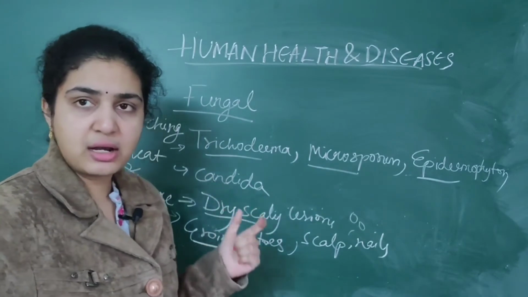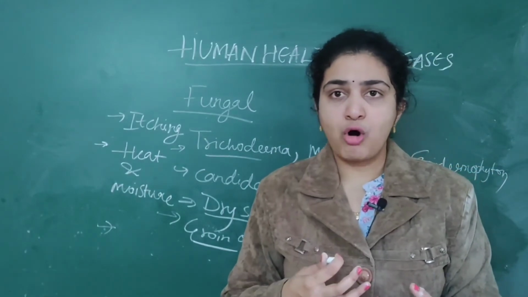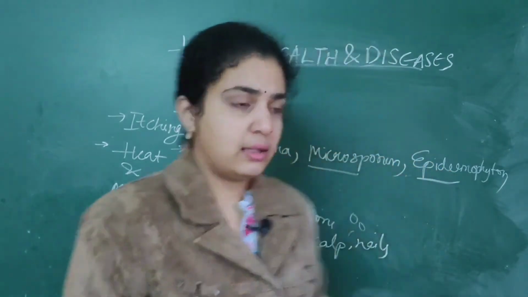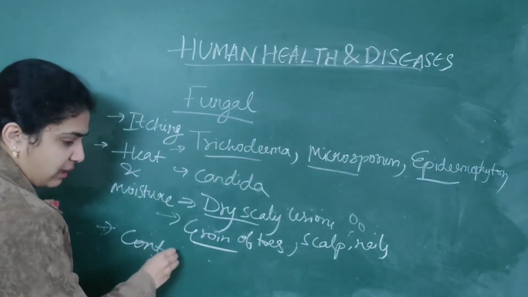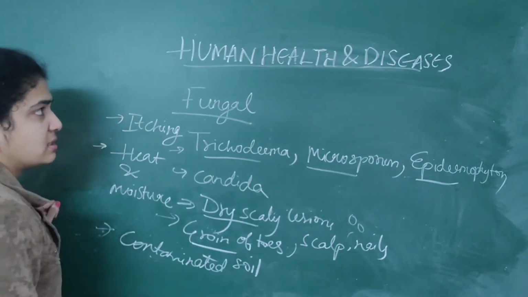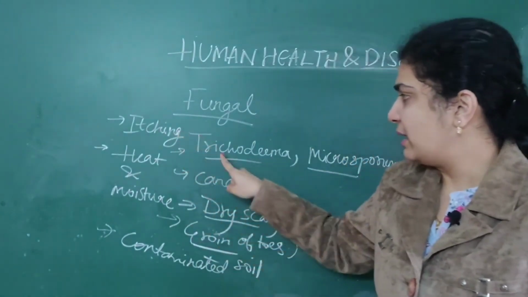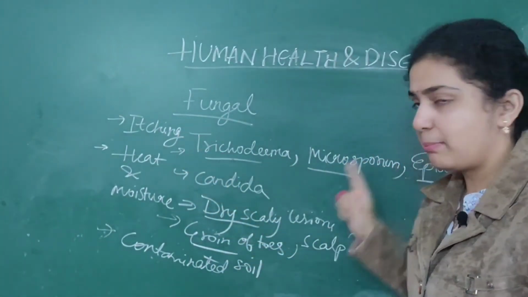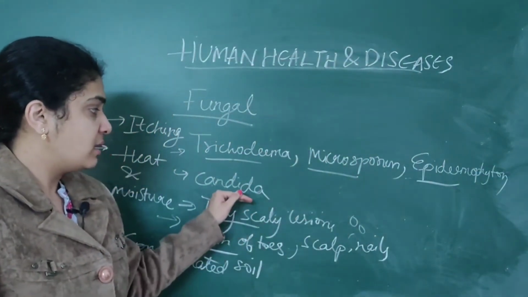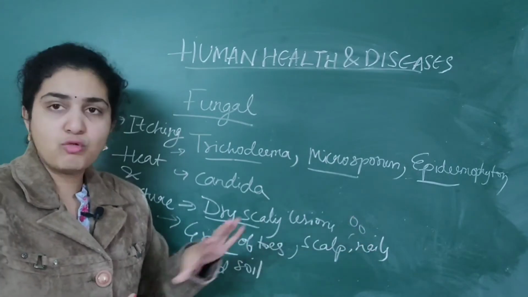So how is it generally spread? It is spread if you walk on bare ground. If you walk on soil, it will spread nicely. So it usually spreads through contaminated soil. So this is about the main fungal diseases, that is Microsporum, Trichophyton as well as Epidermophyton. These are the three main fungi which are associated. Then Candida also is a main fungus which causes ringworm-like diseases.